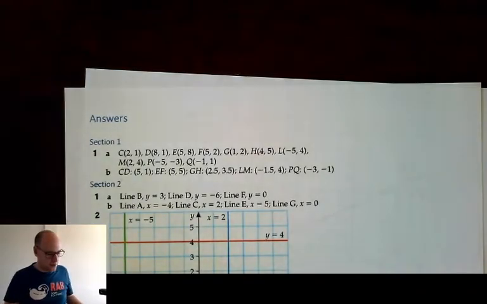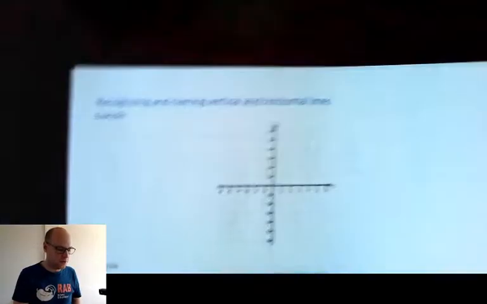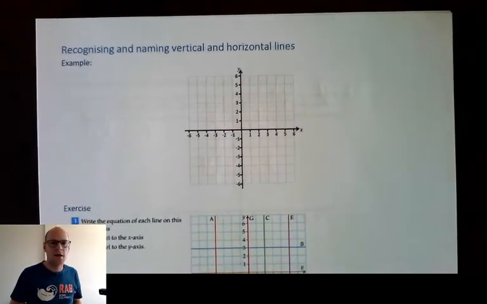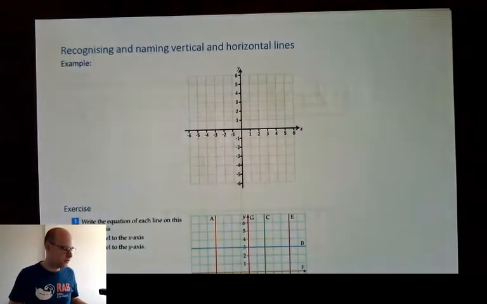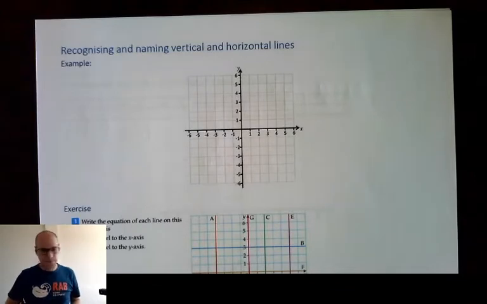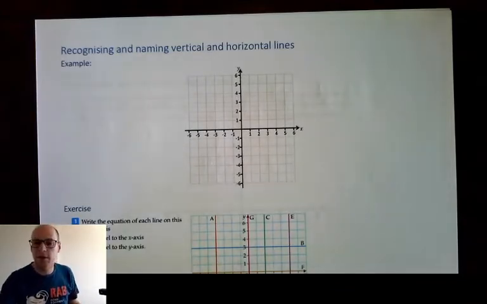So let's start the next section. The next section is all to do with recognizing and naming vertical and horizontal lines. So I'm just going to pause the video and get myself a ruler.